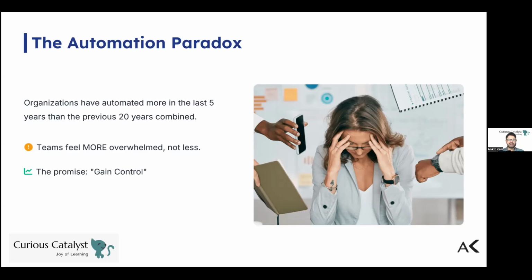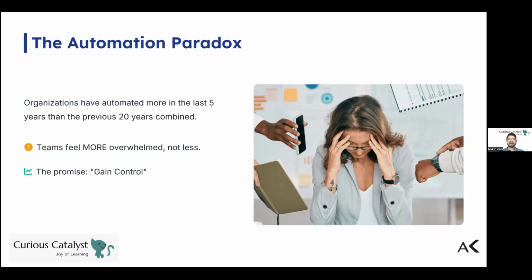Now, over the past few years, organizations have automated more processes than in the previous 20 years combined. You have RPA bots, workflow automation, integration platforms, automations everywhere. But when I talk to the teams, I actually hear that they feel more overwhelmed than they did before. Think about that for a second. We built all these automations to make life easier, and somehow it made things harder.